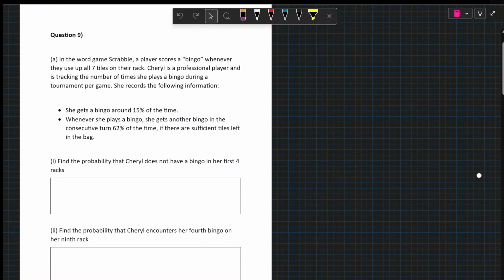So the first question, actually, we're told statistics first, is that she gets a bingo about 15% of the time. So I'm just going to write that as 0.15. And if she gets a bingo, she gets another bingo in the consecutive turn 62% of the time if there are sufficient tiles left. So that's 0.62.